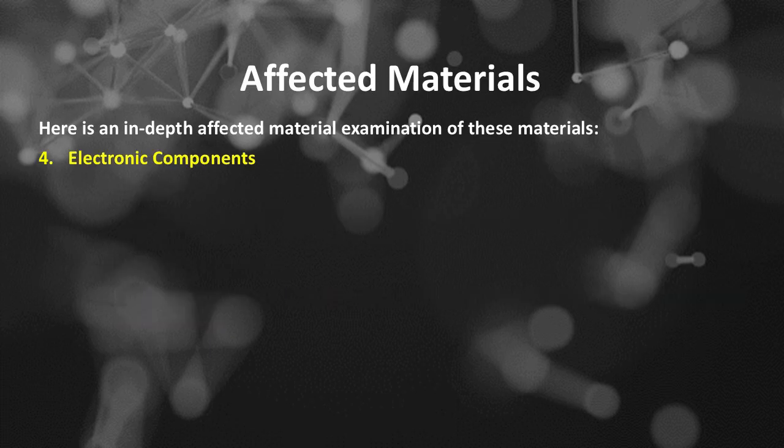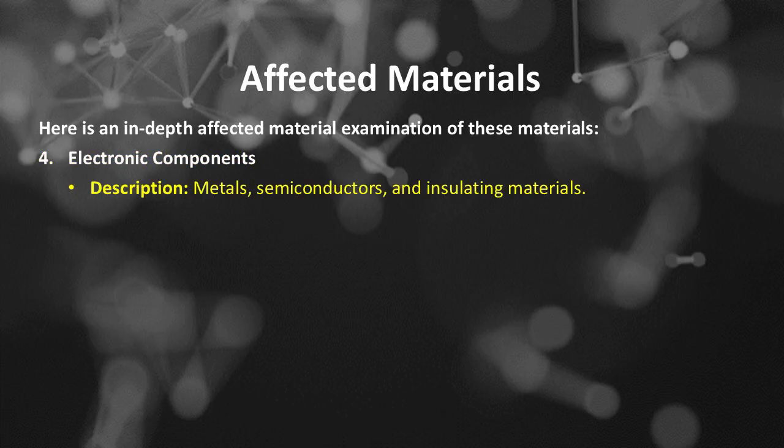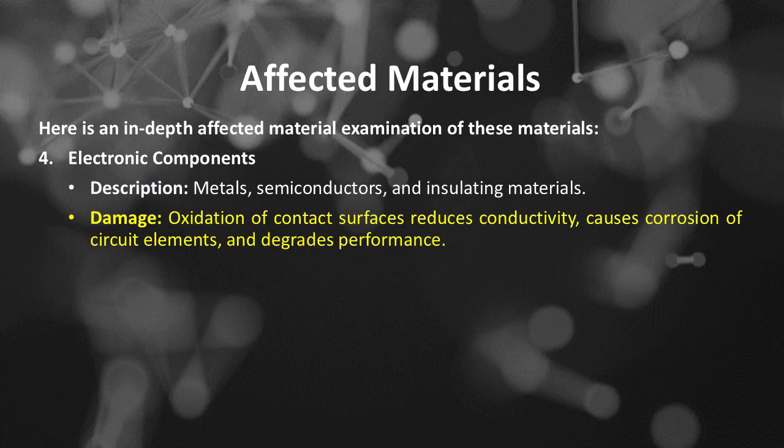Number 4 of oxidation affected material is electronic components. Electronic components description: metals, semiconductors, and insulating materials. Electronic components damage: oxidation of contact surfaces reduces conductivity, causes corrosion of circuit elements, and degrades performance.